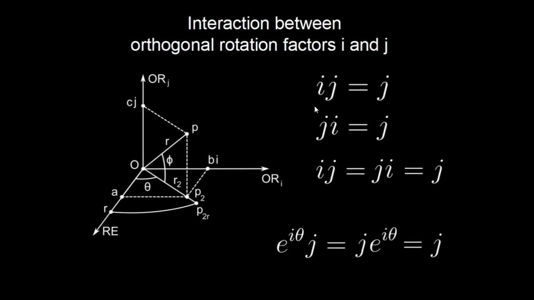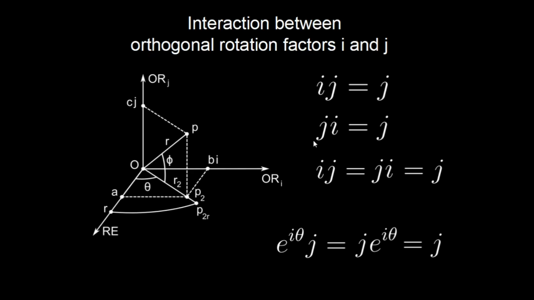For ij, I is considered as a unit vector pointing to the positive ORI axis direction. I is rotated by orthogonal rotation factor j with the resultant unit vector pointing to the j direction or the positive ORJ axis direction. That is, ij equals j.